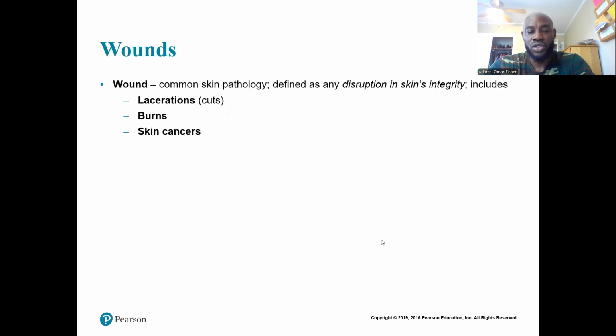You also have wounds. We have lacerations where the epidermis and or dermis is cut. You have burns, which can be on the epidermis, dermis, or subcutaneous, and then skin cancer obviously can affect the skin.